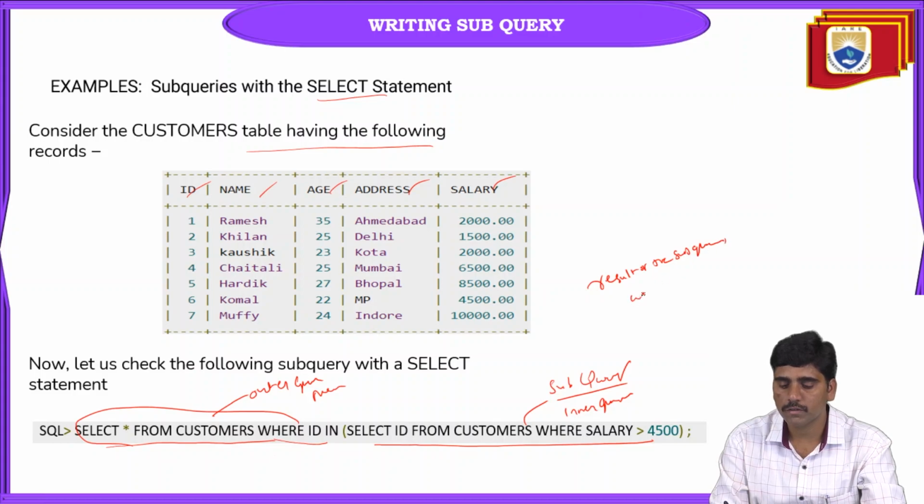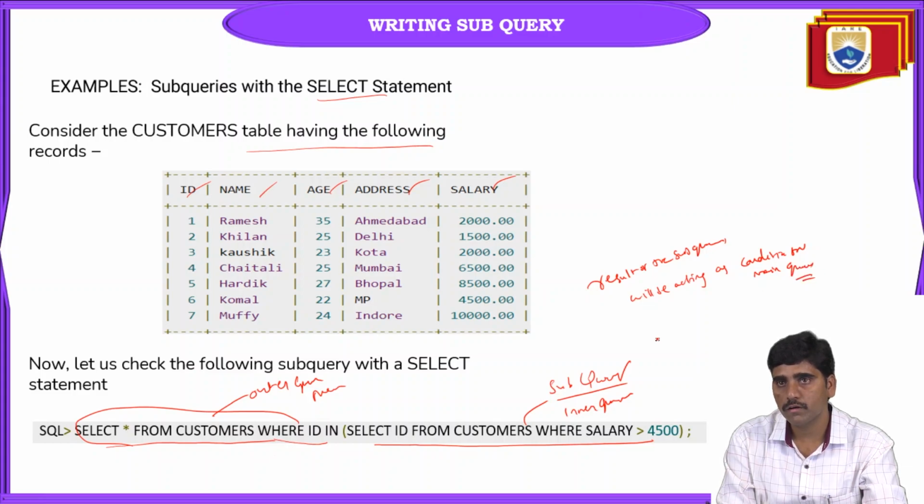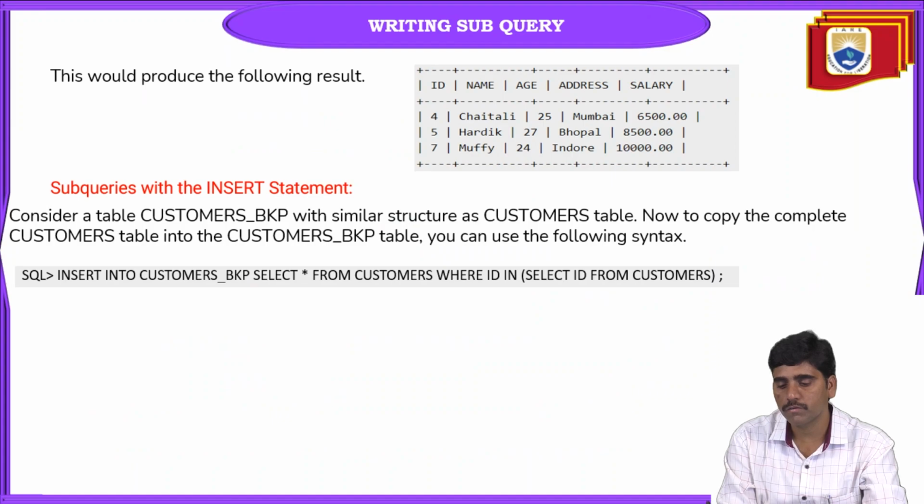The result of the subquery will be acting as a condition for the main query. So this is the way you can write the select statement.